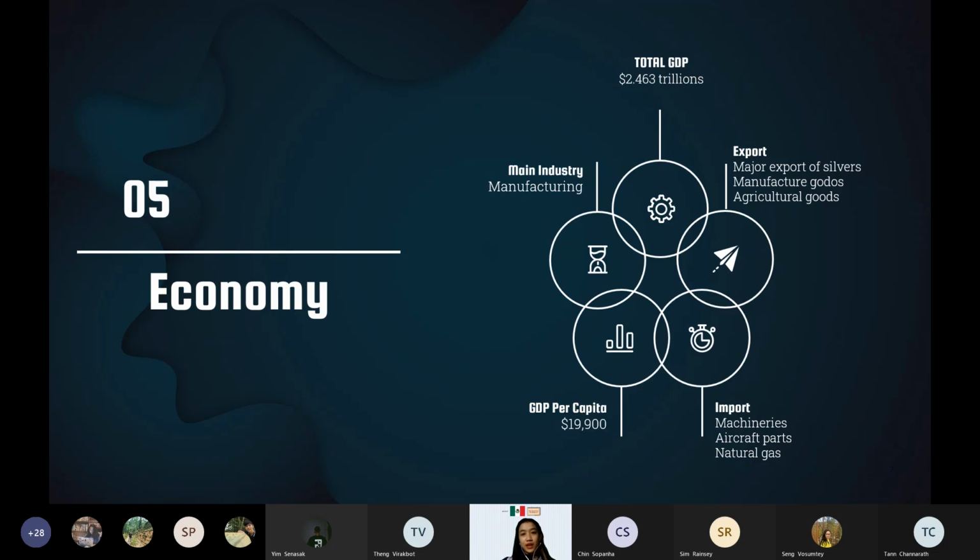Next, let's move to economy. Our total GDP is about 2.436 trillion dollars, from 2017. Our main industry is manufacturing, and our main export is silver. We're the world's largest silver exporter, and our manufactured goods are mostly electronics, vehicles, auto parts, oil and oil products, and plastic, of course. For our agricultural goods we have rubber, vegetables and so on. Our main imports are machinery, aircraft parts, and natural gas.